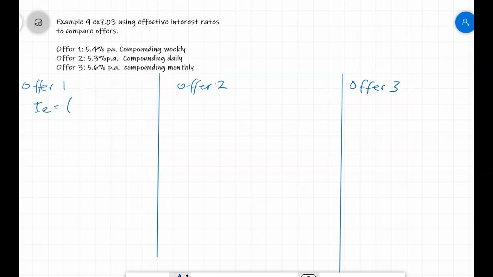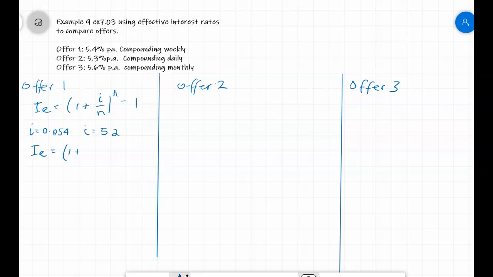It is the effective interest rate: 1 plus i over n, to the n, minus 1. I'm working in columns again because I like that. Now i is equal to the interest rate as a decimal, so that's 0.054, and n is equal to the number of compounding periods. In this case, weekly, there are 52 weeks in 1 year.